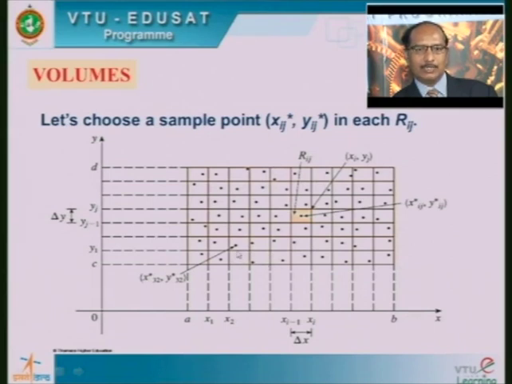The one rectangle we have chosen is x32 star and y32 star. 32 indicates 1, 2, 3 rectangles: first, second, third rectangle in x direction, second rectangle in y direction. That is 3, 2 given as the notation here. So x32 star, y32 star is a sample point in this rectangle. In that way it is generalized. Rij is a rectangle, and the sample point is taken as xij star, yij star.